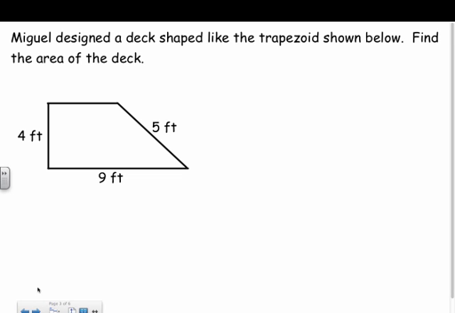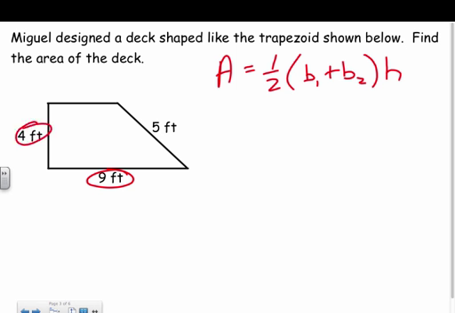So it says, Miguel designed a deck shaped like the trapezoid shown below. Find the area of the deck. Well, I'm going to go ahead and write my area formula down. I like to see it. So 1/2 times the bases added together, base 1 plus base 2, times the height. It doesn't matter if you have the h before or after the two bases there. Well, what do I know so far? I got one of the bases, 9 feet, and I got the height of 4 feet. So I just need the other base up here.